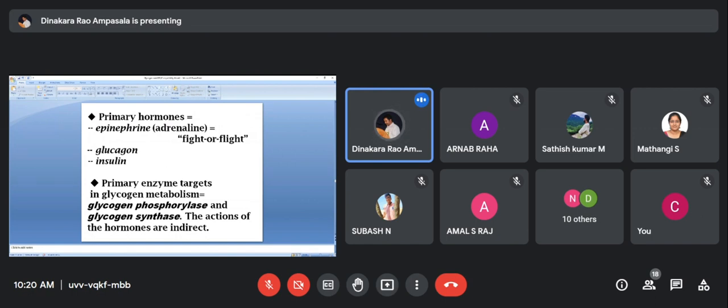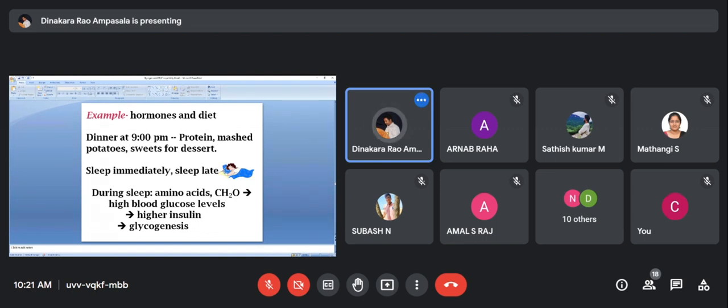Another hormone, glucagon. Another hormone, insulin. Okay, so these two, glucagon and insulin, are synthesized in the pancreatic tissue by different cells, which we have discussed. Okay, the primary targets in glycogen metabolism are glycogen phosphorylase and glycogen synthase. The action of the hormones is indirect here.